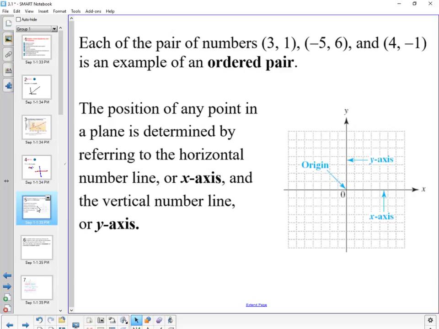We have (-3, 1), (-5, 6), and (4, 1). For the point (3, 1), I'm going to move 1, 2, 3 units on x, and I'm going to go up 1 unit because that's a positive 1. So there's the graph of (3, 1). Any questions on how I graph that? Too easy, it's beneath me. Just some things to remember. This is called the origin when you're at (0, 0). That is the y-axis, and that is the x-axis. Let's move on.